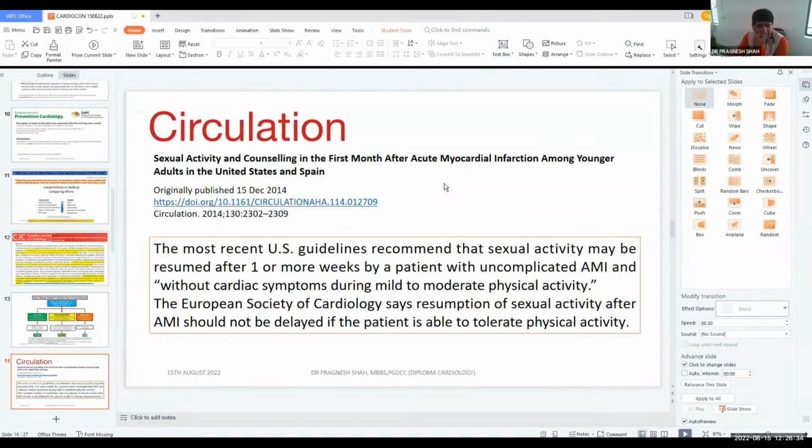On sexual activity and counseling in the first month after acute MI among younger adults in the United States, that study said that sexual activity may be resumed after 1 or more weeks by a patient with uncomplicated MI and without cardiac symptoms during mild to moderate physical activity. The European Society of Cardiology says that resumption of sexual activity after AMI should not be lethal if the patient is able to tolerate the physical activity.